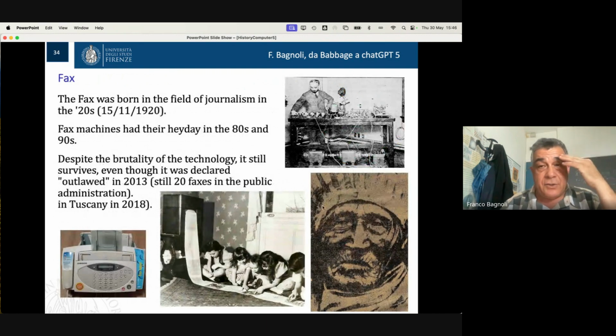Another technology which now seems extremely old is the fax machine. I mean, digitizing and transmitting things on telephone lines, essentially, which is extremely old. This is, I think, one of the first faxes sent. But if you imagine that still in 2018 there were about 20 faxes in the public administration in Tuscany, and still you can see in many public documents that you can send documentation by fax.